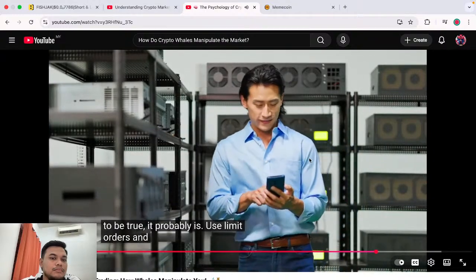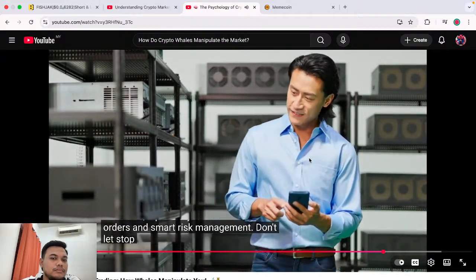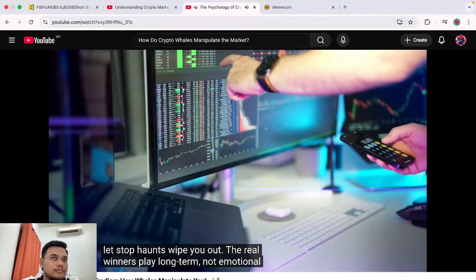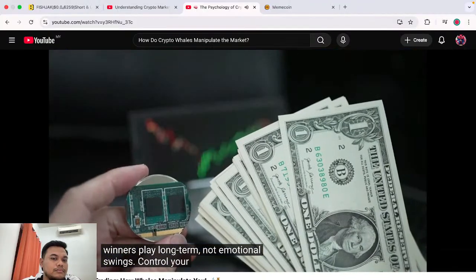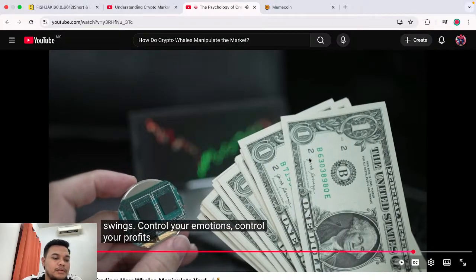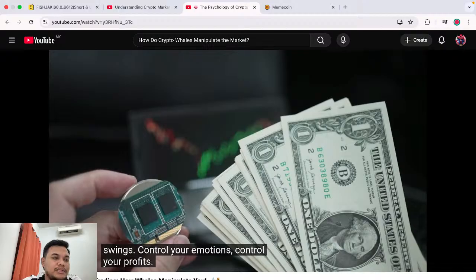Use limit orders and smart risk management. Don't let stop hunts wipe you out. The real winners play long-term, not emotional swings. Control your emotions, control your profits. So every planning should be involved with risk management, okay?